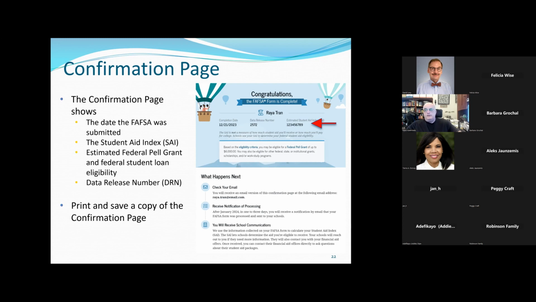Okay, and this confirmation page will also potentially, doesn't seem like it's doing right now, show the estimated Pell Grant eligibility and federal student loan eligibility. You should print or save a copy of this confirmation page. Okay, now I'll turn it back over to David for the rest of the presentation.